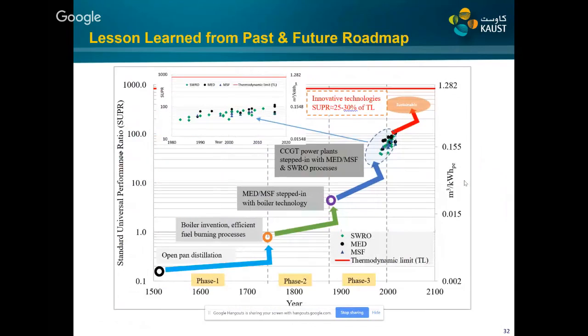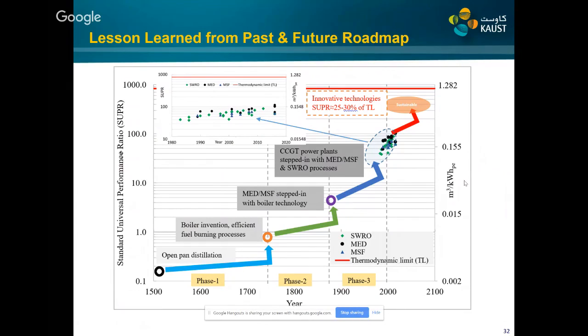So now the question is, even if we hybridize the system, as I showed earlier, from the 1980s until today there was only a marginal improvement in the performance. So how can we get a high jump in the performance?